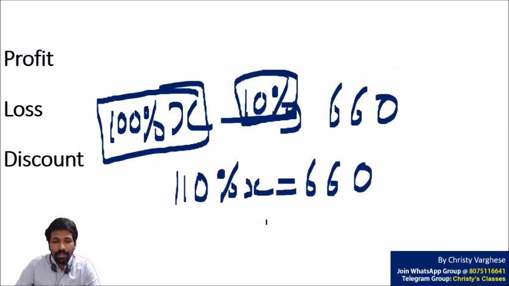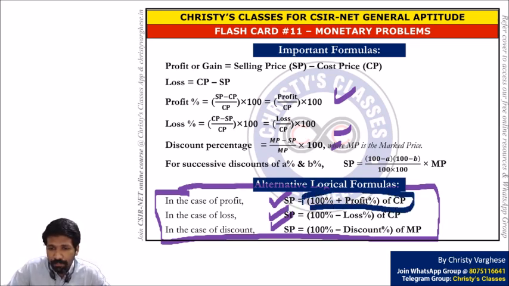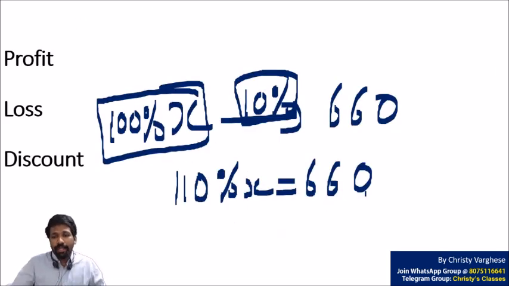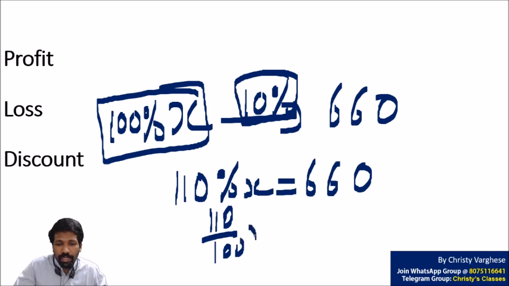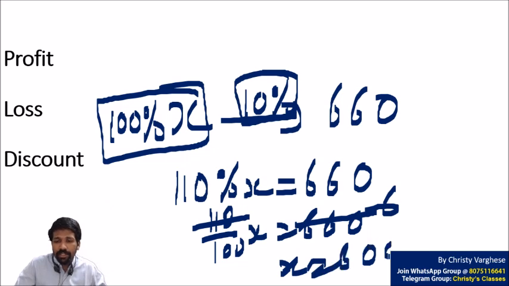That is what I have written here in this flashcard. In the case of profit, it is 100% plus the profit percentage of CP. Again, you don't have to memorize that, you just understand it. So here 110% is 660. 110% is 660 means 110 by 100, X is equal to 660. 110 and 660 cancel to get 6, X is equal to 600. That way you can do.